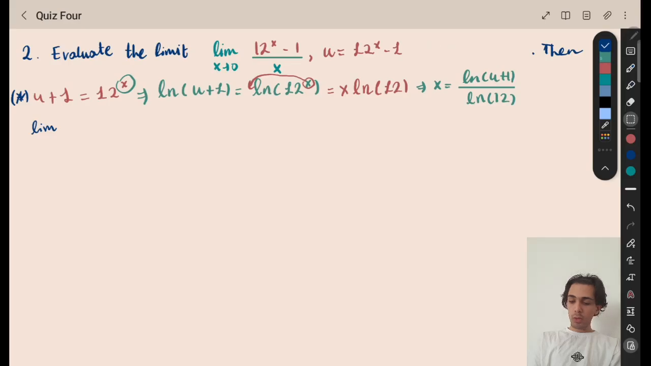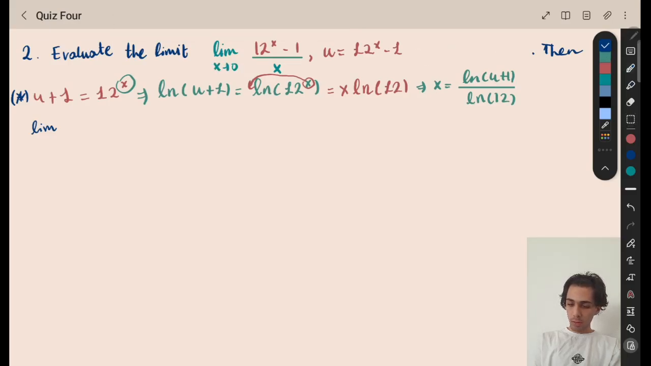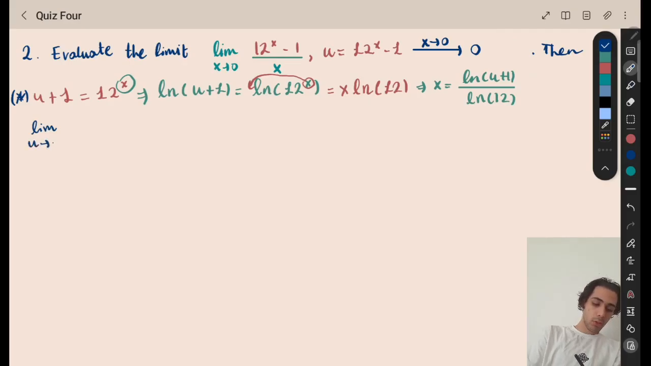So the first thing we do is we look at this. If x goes to 0, where does this expression go to? It's very simple. It goes to 12 to the 0 minus 1. 12 to the 0 is 1, and that is also 1. So 1 minus 1 is 0. So we're taking the limit as u tends to 0, effectively.